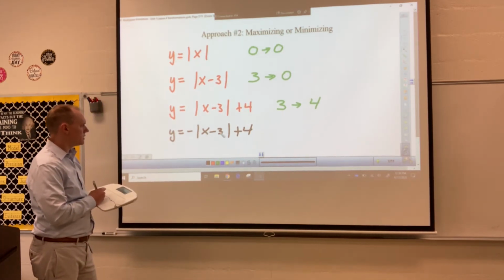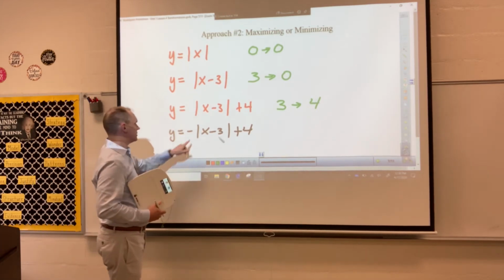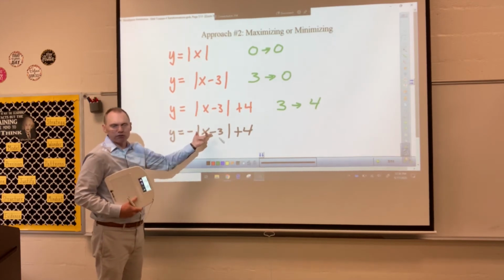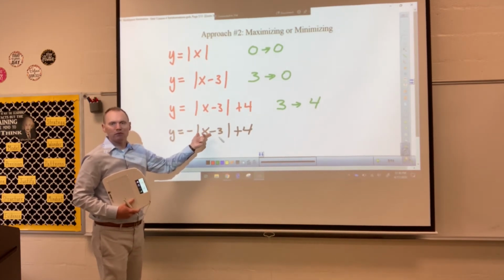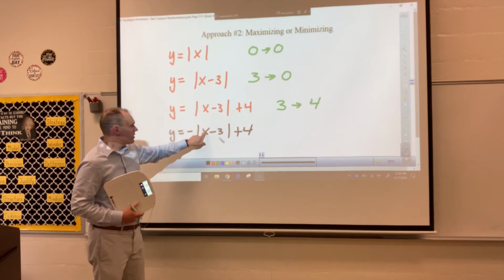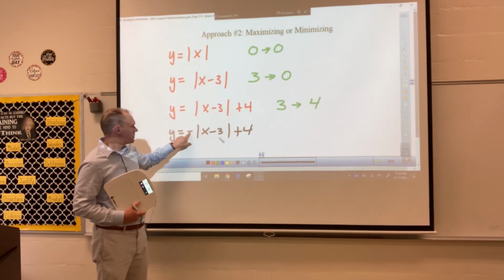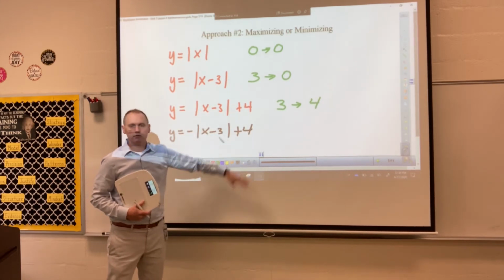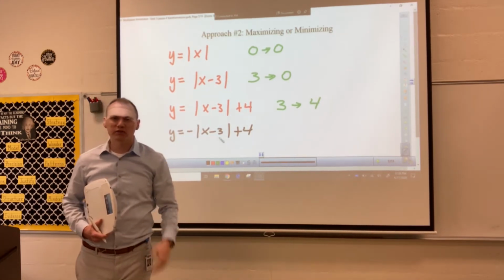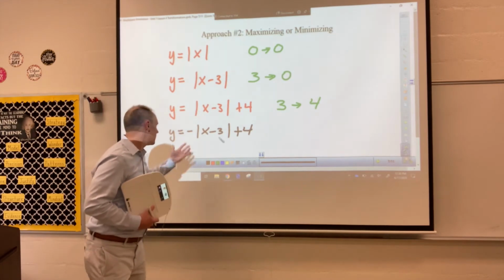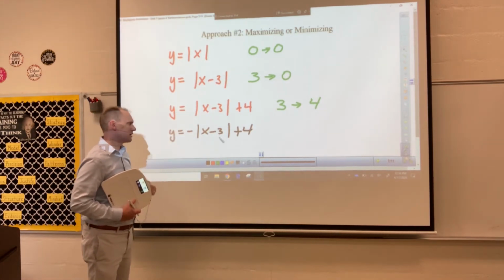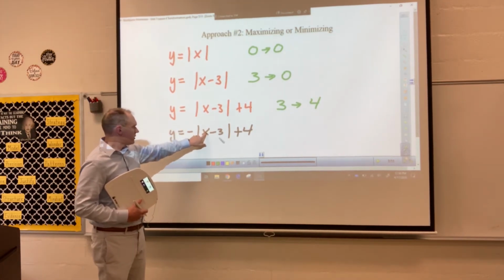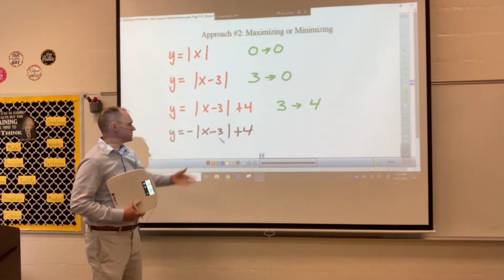So 3 minus 3 is 0. Absolute value of 0 is 0. Negative 0 is still 0. It's still outputting the same value there. Any other value you put in for x is going to result in some sort of negative number coming from this to go with the 4. 0 is the only one that isn't impacted by this negative. So put in 3, you get out 0. Negative 0 is 0 plus 4.